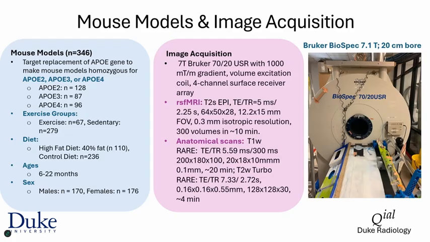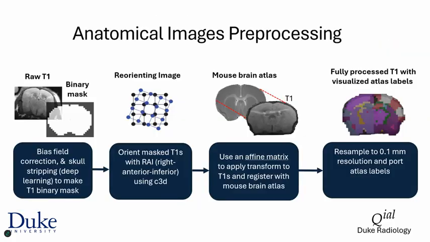We did this for around 20 minutes, and we generated images with 0.1 millimeter resolution. After acquiring our images, we began the pre-processing pipeline. The first step of pre-processing is to correct for the bias field. This means that we correct for depth-dependent sensitivities from the 4-channel surface receiver within the scanner. We also do skull stripping to make sure that we only include the voxels that belong to the actual brain.